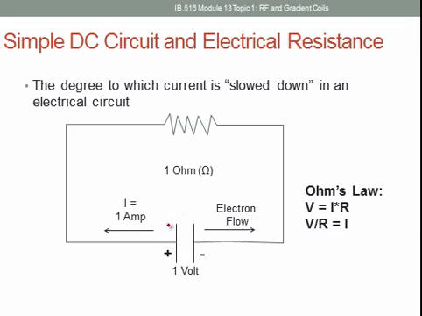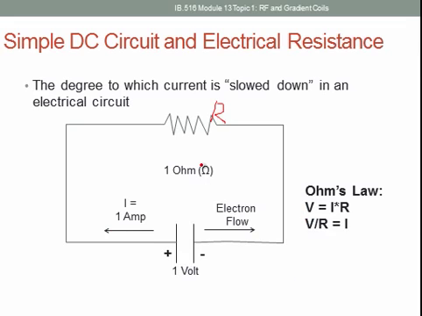So here I'm showing a symbol for a battery, and these lines are just wires. This symbol is a resistor, R. And the convention here is to show the current flowing from the negative side to the positive side in this direction, whereas the physical reality is that electrons flow in this direction. I'm not sure why the convention is this way, but that's the way it is.